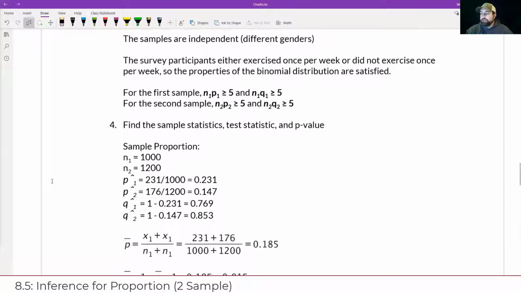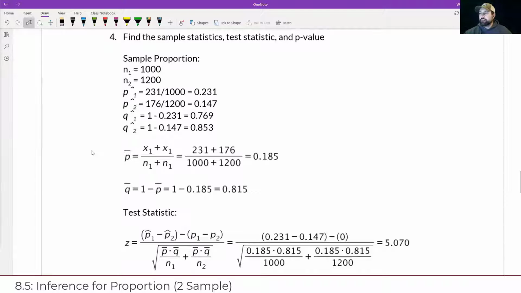Can we do this? And if you go through, you'll find that, yep, this is true, and this is true, and this is true, and this is true. So go ahead and proceed. So here's our data. Here's our p-hats for both male and female. Here's our q-hats for male and female, just the complement of each one. This is our calculation for p-bar and our calculation for q-bar.